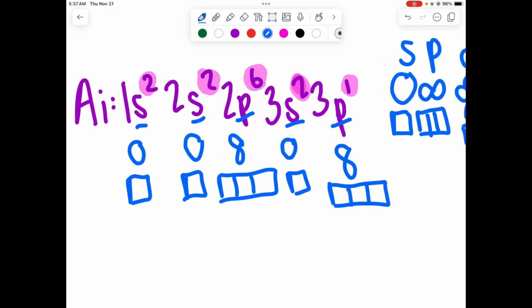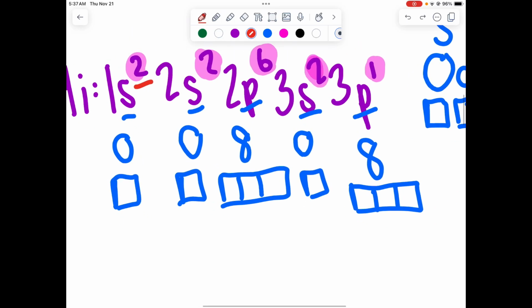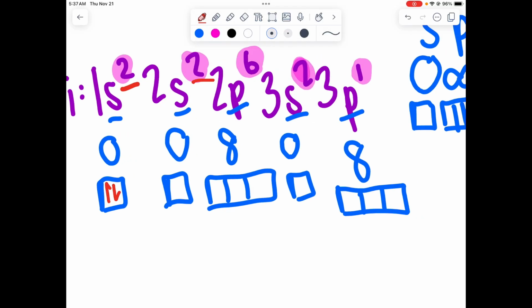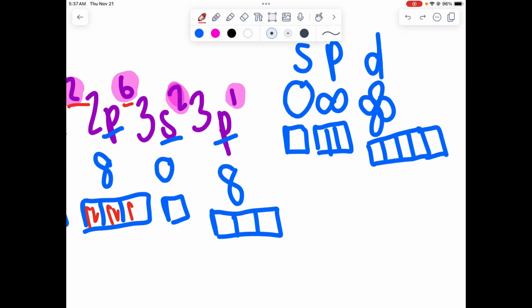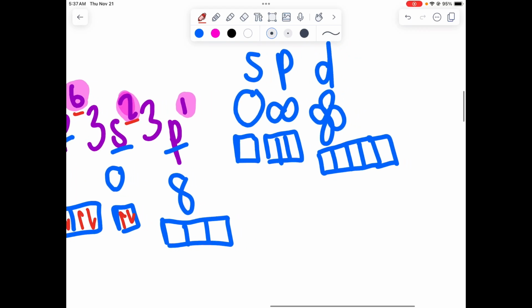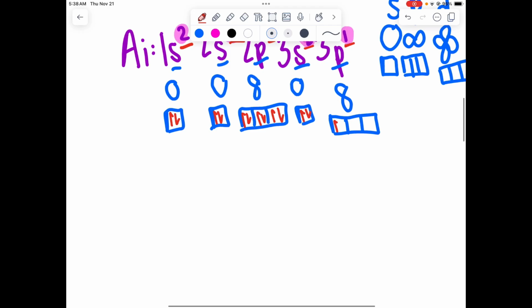Okay, now we have to add arrows to our boxes. So since this is 2, I'm going to do 1 up, 1 down. Let me put that tinier so it's visible. So up, down. 2 right here, so I'm going to have 2, obviously, up, down. Here it's 6, so it's 1, 2, 3, 4, 5, 6. This is 2 again, so here. And now that this is 1, you only need 1. That's it. Okay, now we're going to classify these.